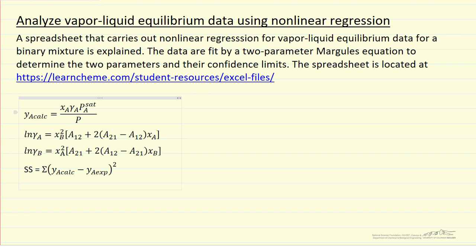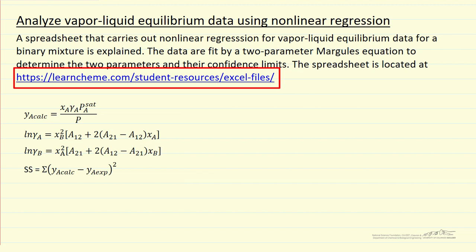We calculate the gas phase mole fraction from the starting liquid phase mole fraction, saturation pressure from an Antoine equation, and pressure of the system, and the activity coefficients gamma A, and the log of the activity coefficient is related to these two parameters and the liquid phase mole fractions. So we've generated a spreadsheet that carries out these calculations and also calculates the confidence limits for these parameters. So let's look at that spreadsheet.